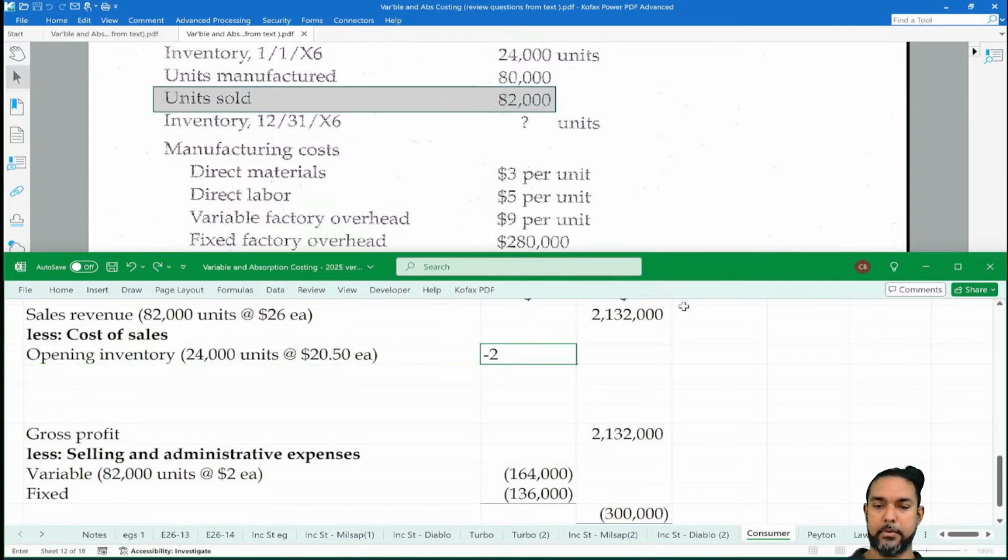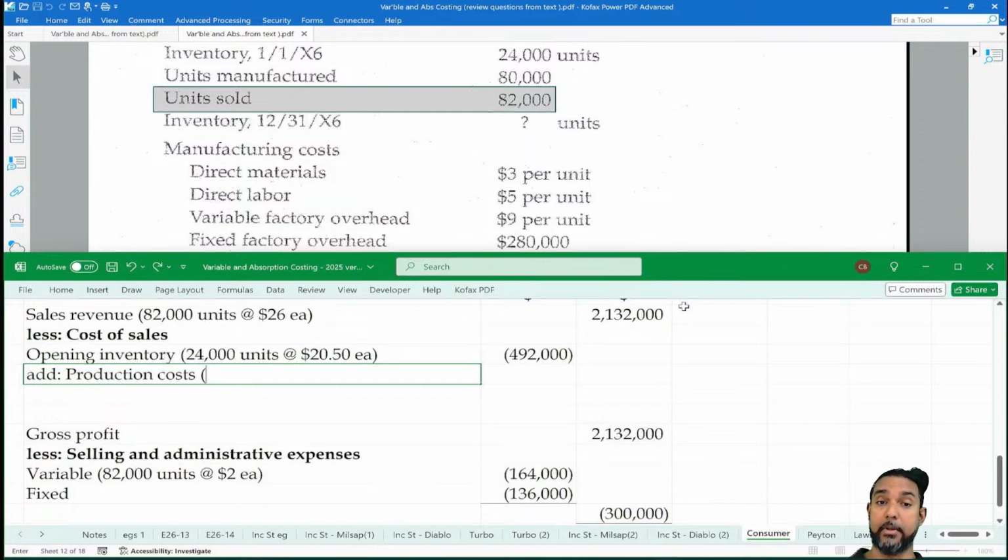All right, so minus 24 to 3 by 20.5. Cool. And then we had to add the production costs. All right, so we made how many? We made 80. We made 80 units at... so, minus.